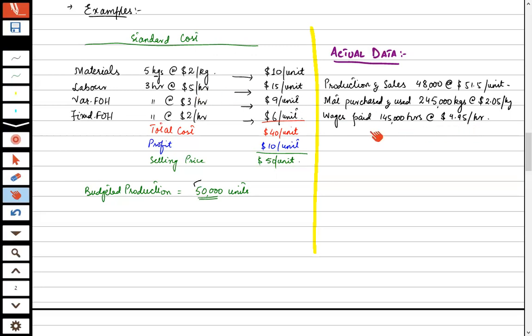Well, now FOH incurred, that is fixed and variable. So variable FOH incurred works out to be $440,000, and fixed FOH incurred works out to be $297,500.